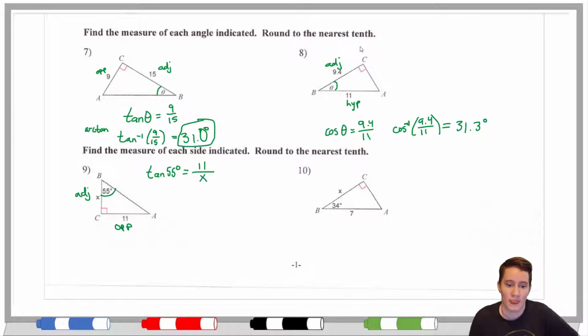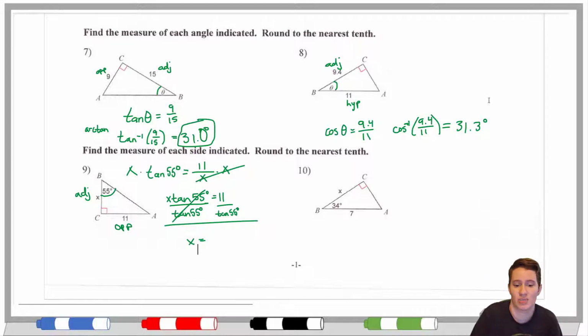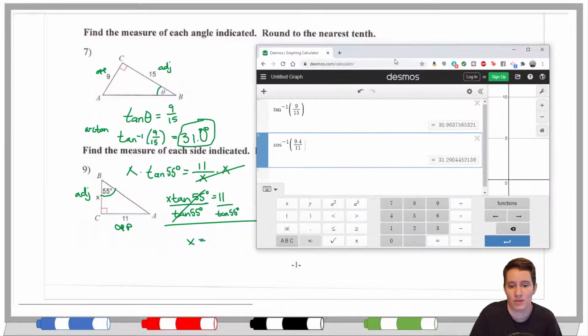Adjacent is on bottom. To work this out, we need to times both sides by x, and then we divide by tan 55. And so in my calculator, I'm going to do 11 divided by tangent of 55 degrees. And you do need to do it in that order, by the way.